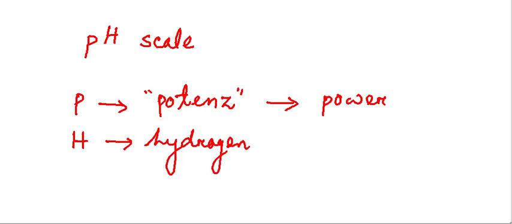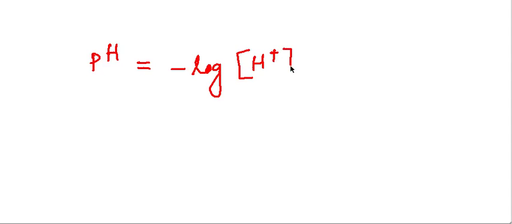Now there is a formula also to calculate the hydrogen ion concentration. So let me give you the formula. pH is equal to the negative logarithm of the hydrogen ion concentration. You will learn about this logarithm in higher classes. For now, you should at least remember the formula.